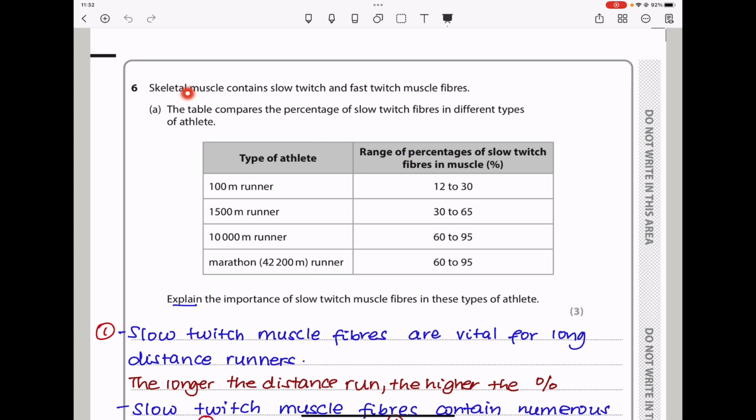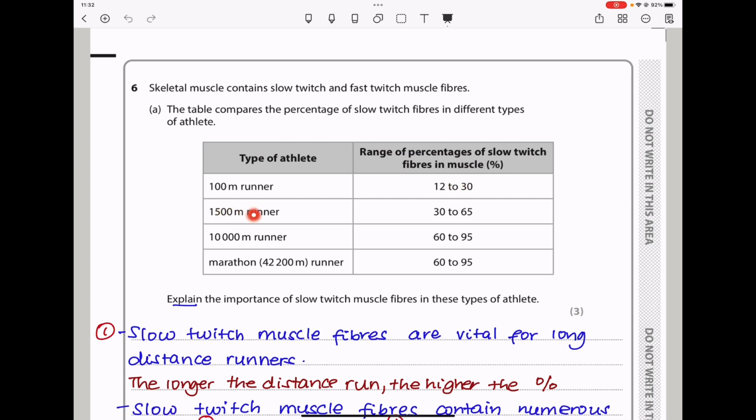Question 6. Skeletal muscle contains slow-twitch and fast-twitch muscle fibers. The table compares the percentage of slow-twitch fibers in different types of athlete. So the type of athlete, we have a 100-meter runner. These are sprinters. The range of percentage of slow-twitch fibers in their muscle is 12 to 30%, meaning the other percentage, which could be about 70%, is going to be fast-twitch.